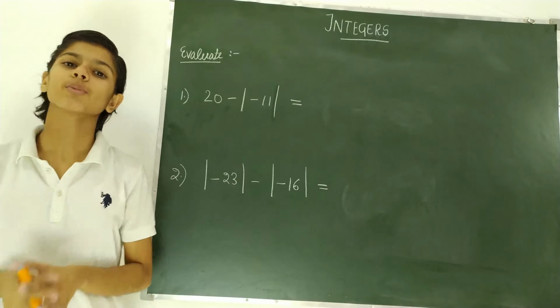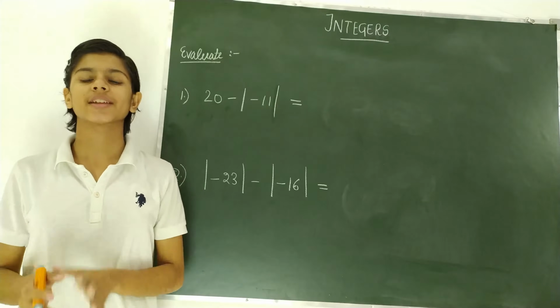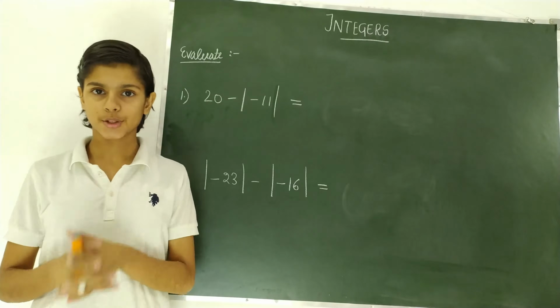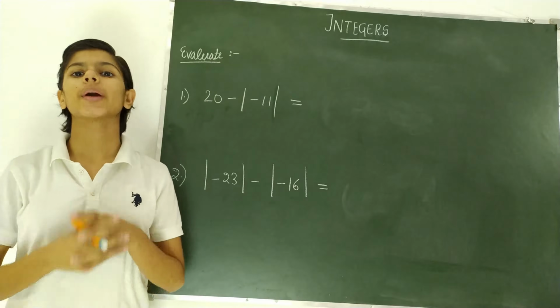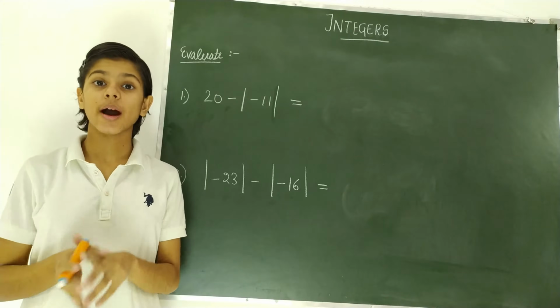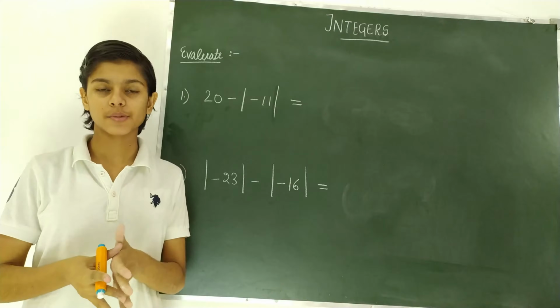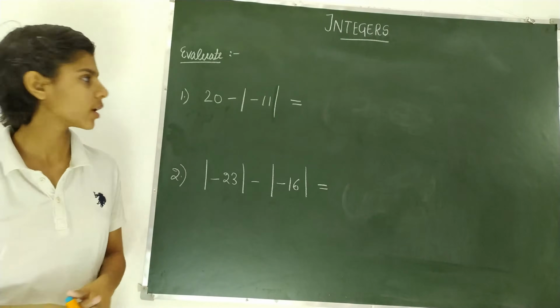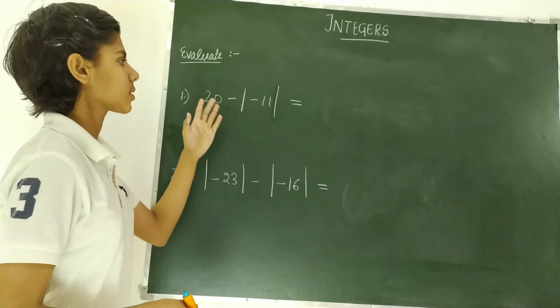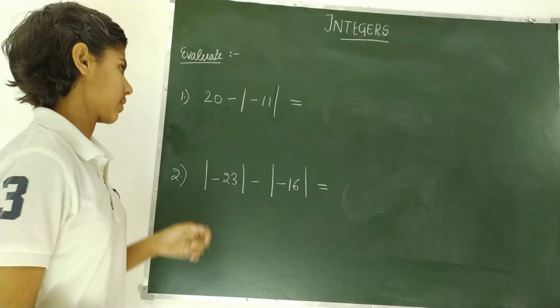Now we will do some questions related to what we have discussed earlier. Firstly, absolute value. I have taken 2 examples in this. You have to evaluate and simplify to find the answer. First is 20 minus the modulus of -11.